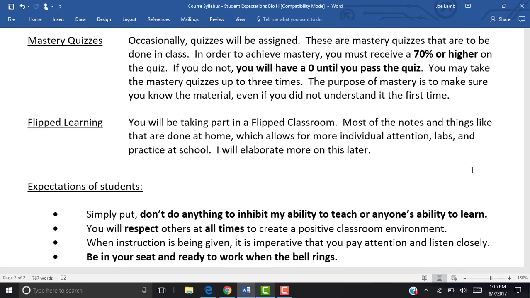And then we'll also be doing some flipped learning in here. Most of the notes and things like that will be done at home, which will allow more time for individual attention, labs, activities, practices, all that good stuff. And I'll elaborate more on that in class later.